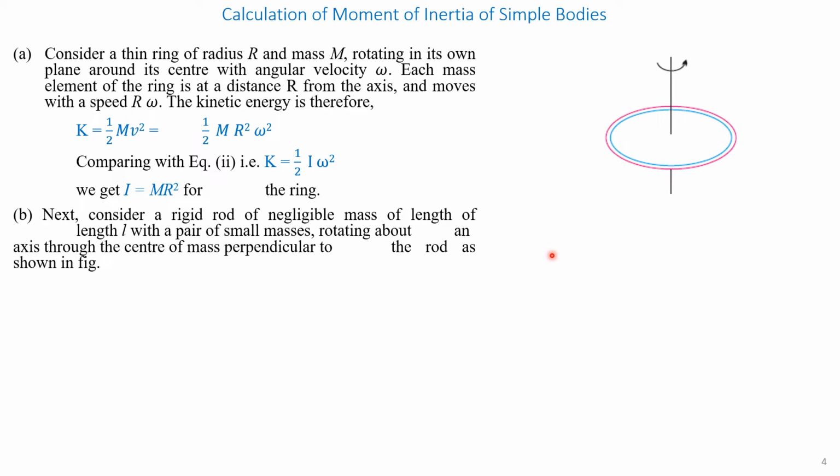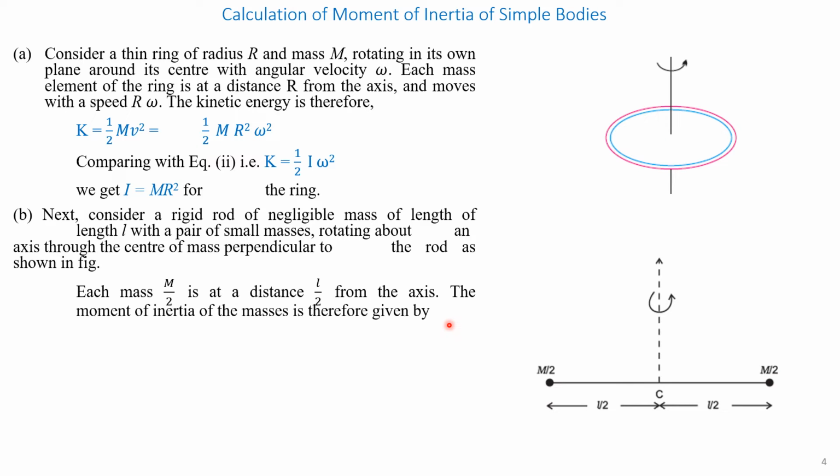Next case, we will consider a rigid rod of negligible mass of length L with a pair of small masses rotating about an axis through the center of mass, perpendicular to the rod, as shown in the figure on the right hand side. So this is the rod, with its center C. Therefore, the length on the left of C is L by 2, and the right hand side of C is also L by 2. Similarly, the mass is M by 2 on either side respectively.